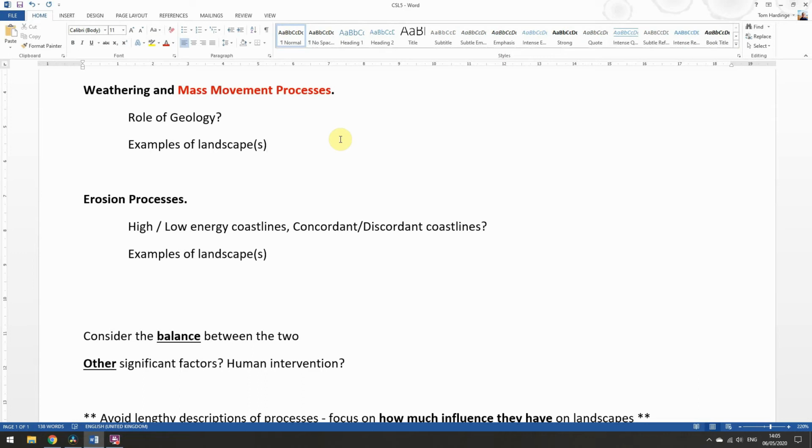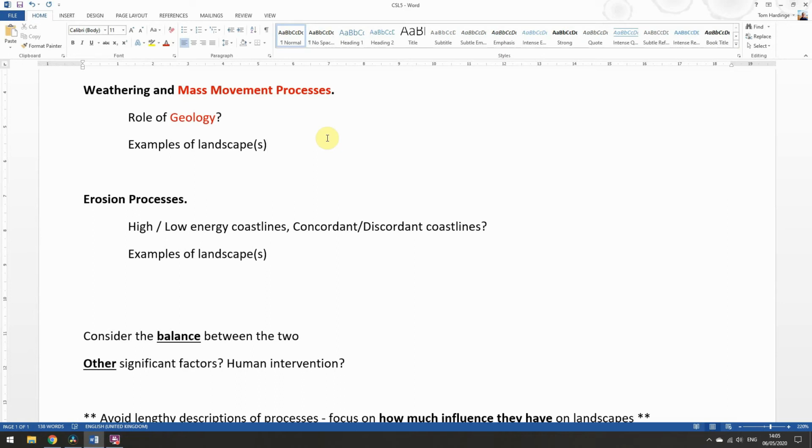Remember, the geology is going to be really important in terms of determining which type of mass movement we're going to get, whether it's going to be a rockfall or a landslide or a slump. That's going to come down to the rock type and the way that that rock is structured.